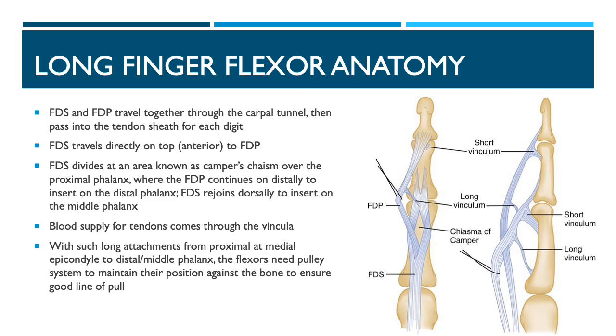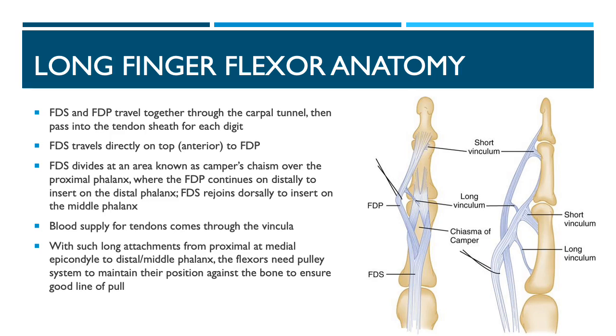So that means it travels on top of the FDP until it gets to an area known as Camper's chiasm. So Camper's chiasm is where the FDS splits, and FDP kind of comes between the split of the FDS tendon. So when FDS splits, that allows FDP to then come more palmar, and FDS rejoins again to connect on the middle phalanx, but now it's actually dorsal to the FDP tendon.